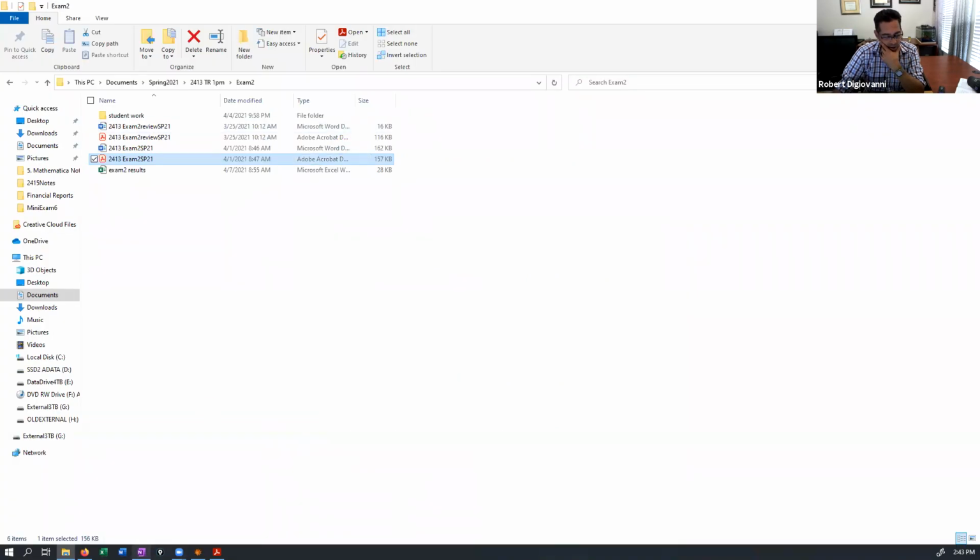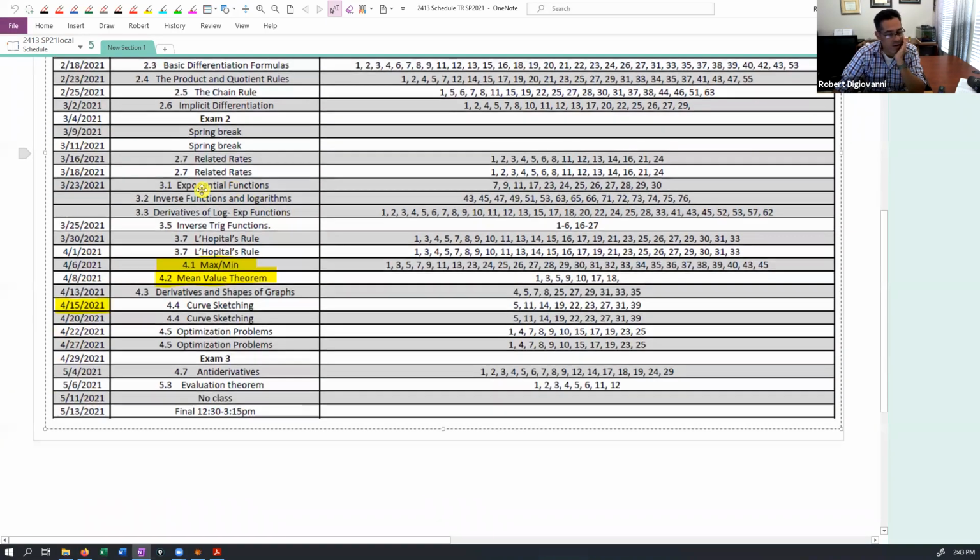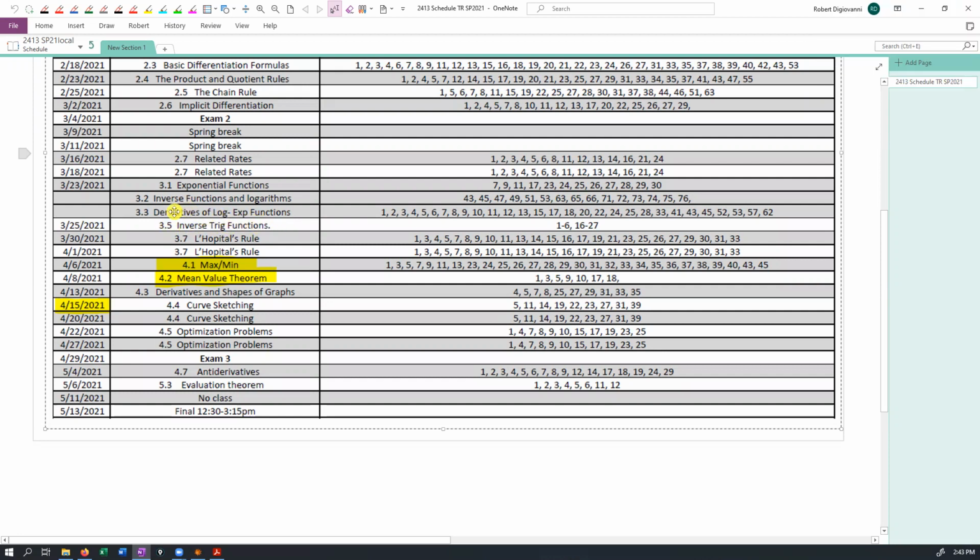So that means this exam would start at 3.1, though 3.1 and 3.2 won't really be on the test because that was just, hey, remember exponential and log functions from college algebra? It's really 3.3 where we started doing derivatives. We had logarithmic differentiation. That was a pretty intense section. Inverse trig functions, we didn't do 3.4. No, we didn't do that. So it's really just 3.3 and then 3.7 L'Hopital. And then 4.1, 4.2, 4.3.